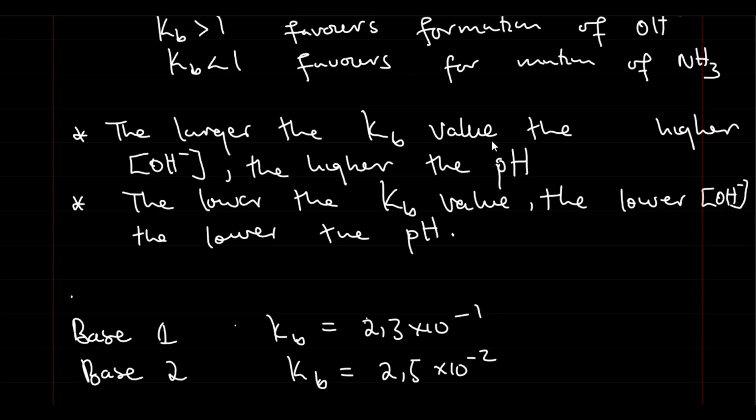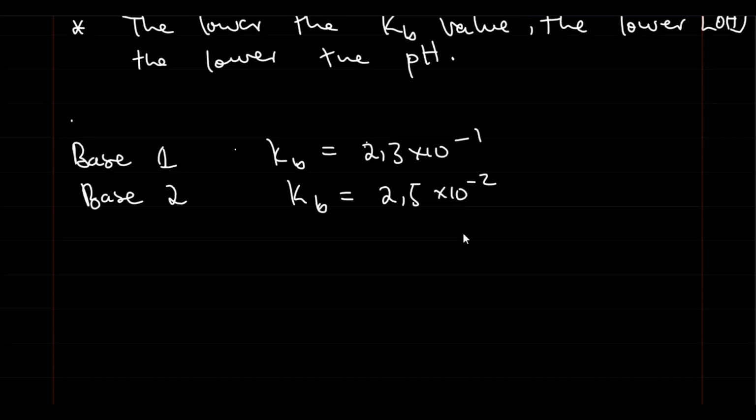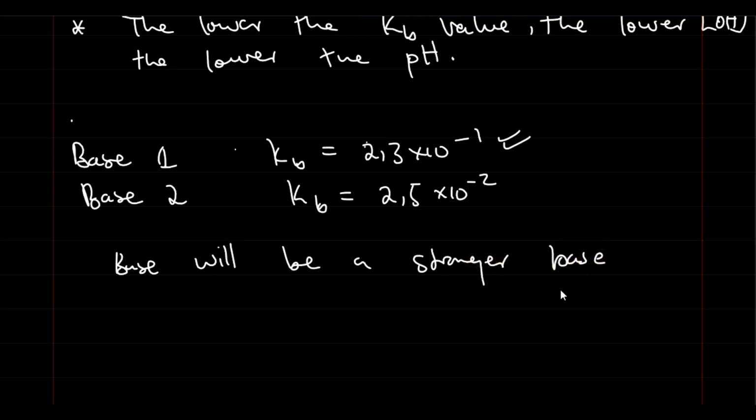When you look at the guidelines, the larger KB value means a higher concentration of hydroxide, and a higher concentration of hydroxide means it dissociates more than the other one. Then the higher the pH, remember, higher pH means more alkaline. Which one will have a higher pH, or be more basic? It will be the one with the larger pH, which is also the one with the larger KB value. So base one will be a stronger base.